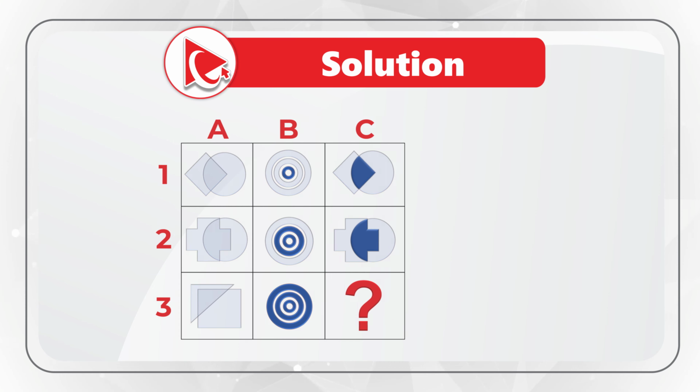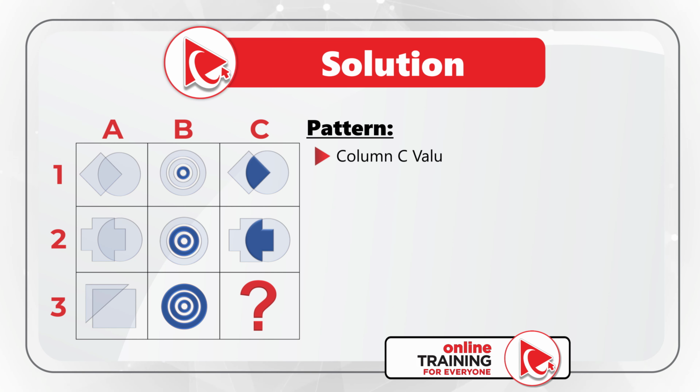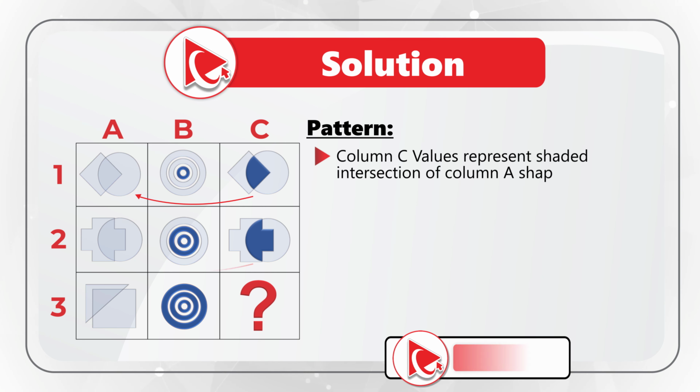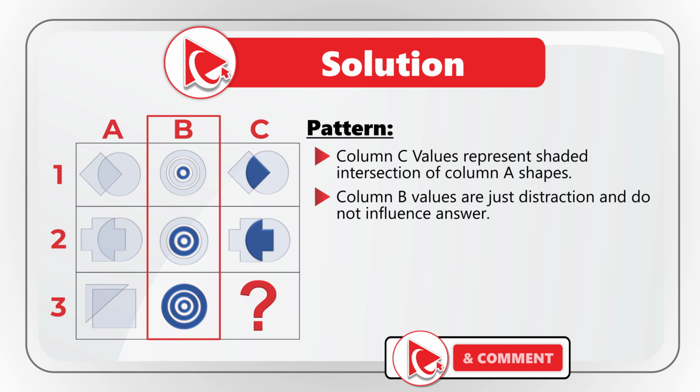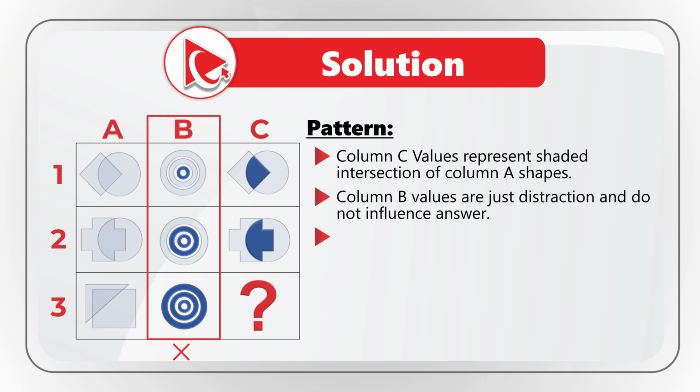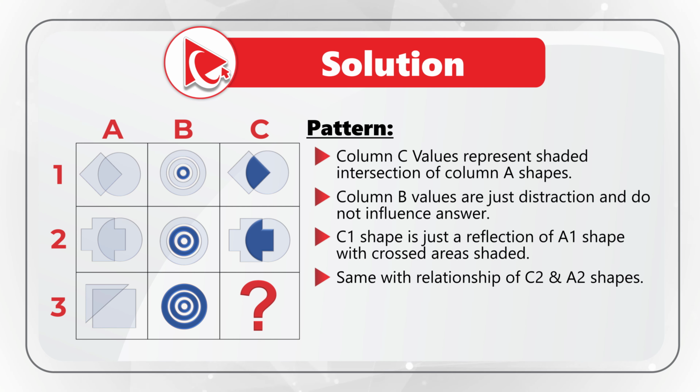And you probably noticed here, but column C values represent the shaded intersection of column A shapes. And considering this, column B values are just a distraction and do not influence the answer in any way. For example, the C1 shape is just a reflection of the A1 shape with the crossed shaded areas. Same with the relationship between the C2 and A2 shapes.